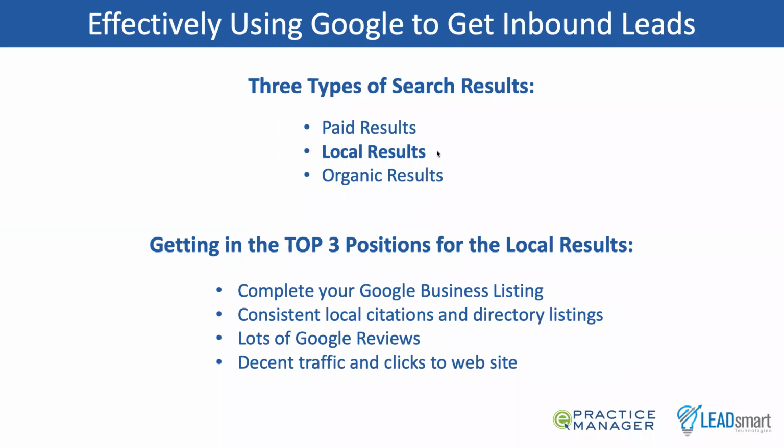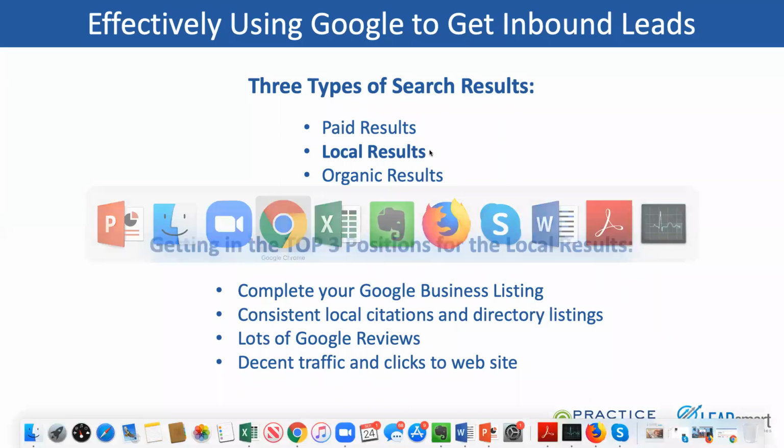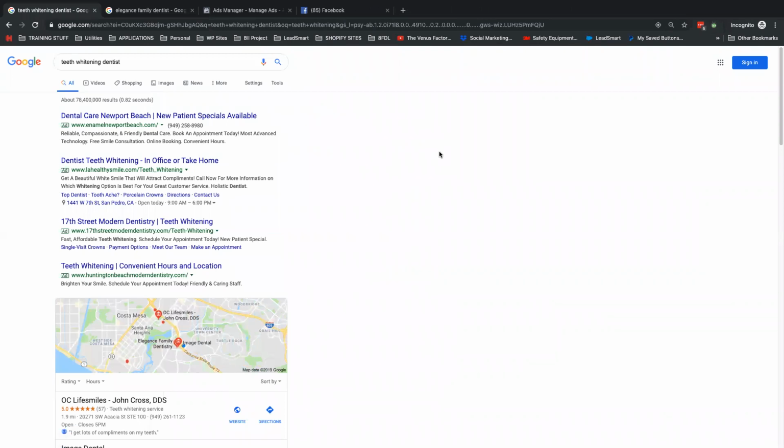What we're going to focus on in our conversation today is the local results. So let's go ahead and jump over there. You should be seeing my browser now. If anyone's not seeing the browser here, let me know. Now I'm on Google, and let's say I typed in teeth whitening dentist. I'm in Orange County, California right now, so I'm going to be getting things that are more specific to the Southern California, Orange County area.